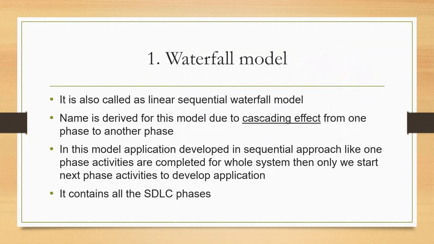Cascading effect is also the same, one after one. That is how the model got its name: one phase is completed, then the next phase. That is the cascading effect from one phase to another phase. The waterfall model is also called the linear sequential waterfall model. It is the oldest model. When they started developing applications in the early stage, the first model was the waterfall model. The name is derived from the cascading effect from one phase to another phase.